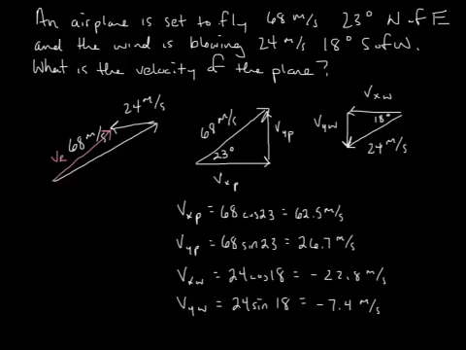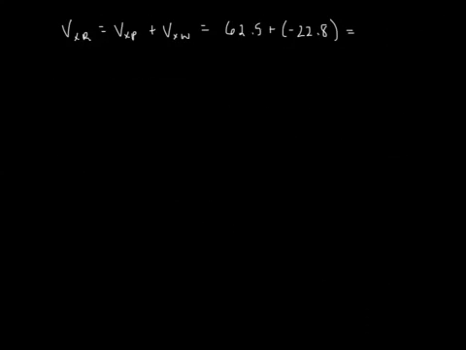Okay, and now I've found the x component of the wind, which comes out to 22.8 meters per second, and I've made it negative because it's west or to the left, and then the y component of the wind comes out to 7.4 meters per second, and I've made it negative because it's to the south or towards the bottom of the page. So we followed our normal sign conventions there. Alright, now to find the resultant x component, we have to take the x component of our plane and add it to the x component of our wind. So we take our 62.5 plus negative 22.8, and we get 39.7 meters per second. So 39.7 meters per second to the east.